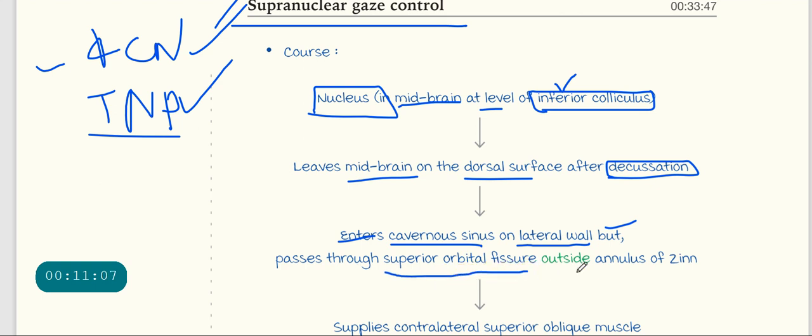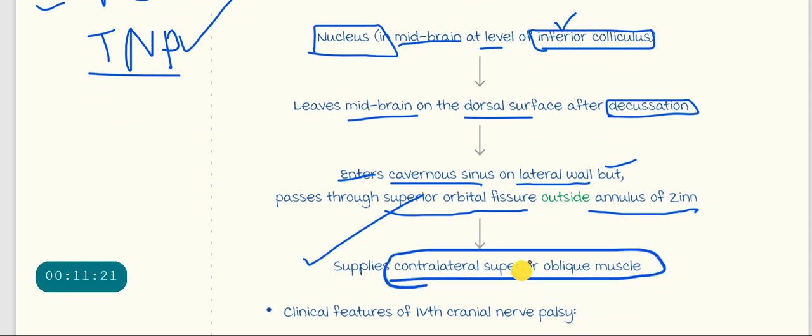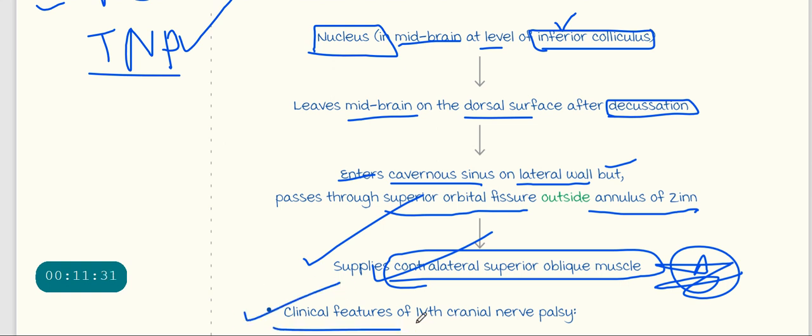Very important. And then it supplies, the important thing, the contralateral superior oblique muscle. Very important. Which muscle does it supply? Contralateral superior oblique muscle. Now coming to the clinical features of the fourth cranial nerve palsy.